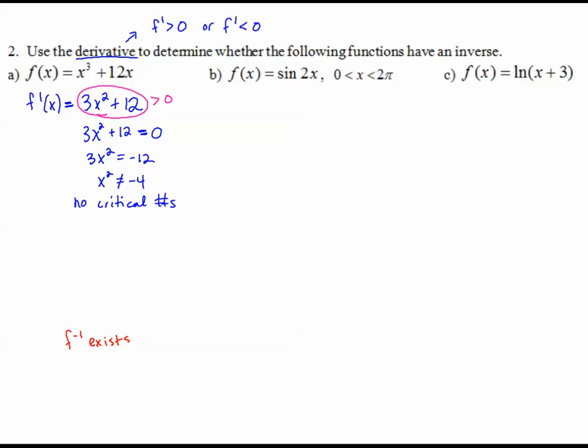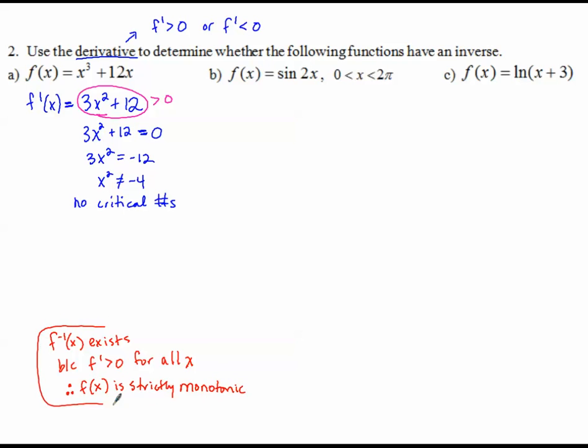Let me write that better. I know right away that f inverse exists because f prime is greater than 0 for all x. Therefore, our function f of x is strictly monotonic, always increasing. So we've justified it, saying that our inverse exists because our derivative is positive all the time.